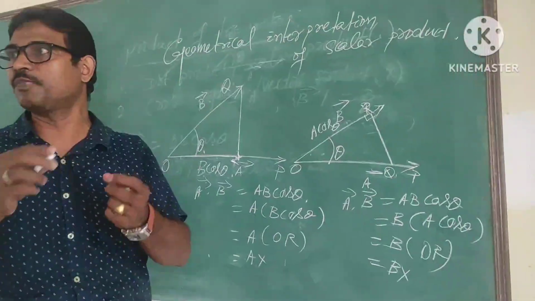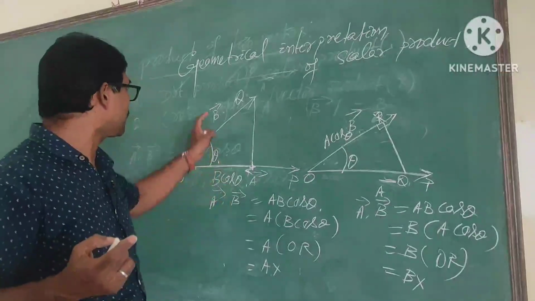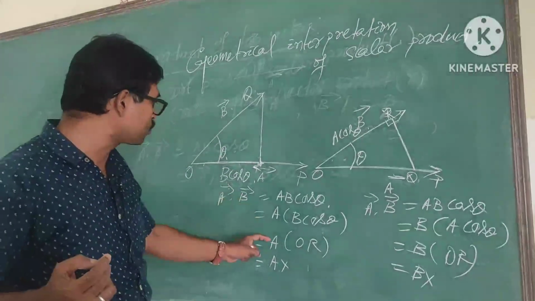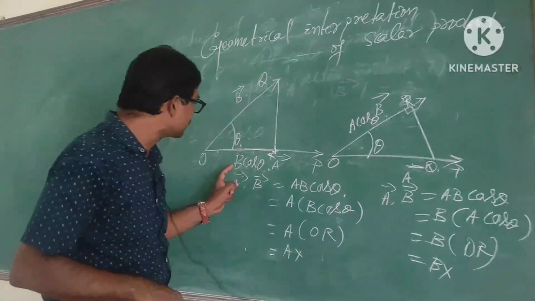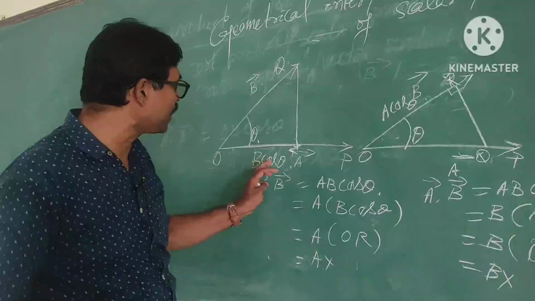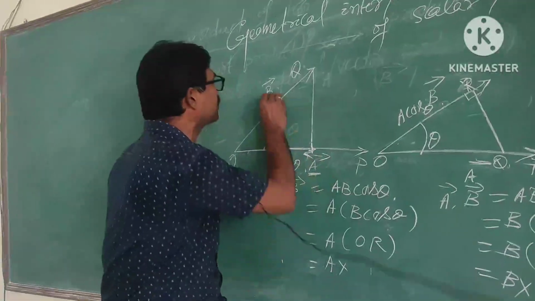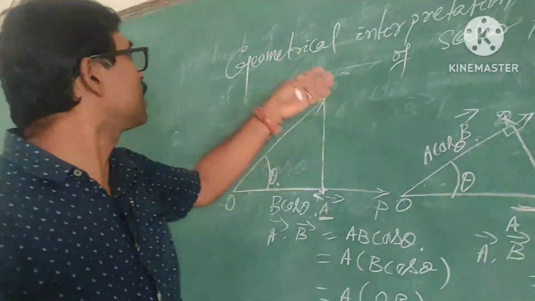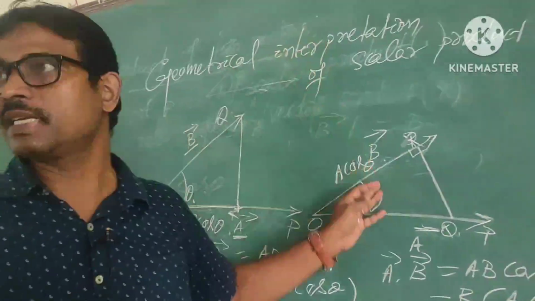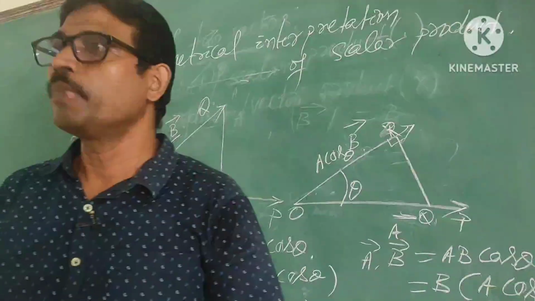Listen, this one is important. A is a vector, b is a vector, and there is a component of b, which is b cos theta. So that's why you are taking this one. It is the product of one vector and the component of another vector in the direction of the first vector. Suppose this one is the first vector and this one is the second vector. This way you can geometrically represent the scalar product of two vectors.